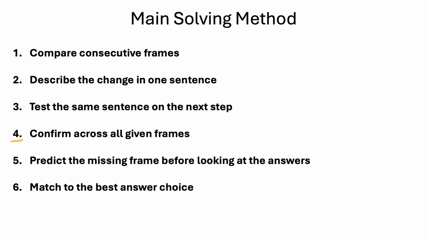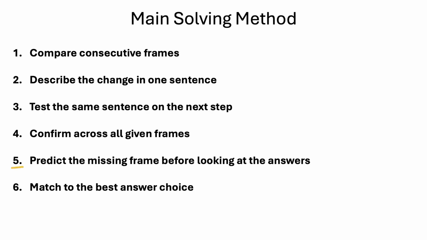Then we have step 4, confirm across all given frames. When you look from 1 to 2, you identify the change, you describe it, and then you test it on the next frame. So from 2 to 3, you'll want to actually confirm that this applies all the way. You can't assume that just because it works from frame 1 to 2 and 2 to 3 that it holds. You should confirm across all given frames.